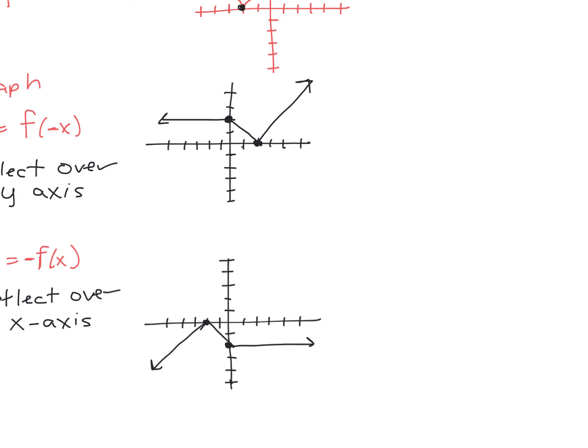So those are our reflections over the x and over the y. I want you to be able to recognize which one's which, and then be able to show that on a particular graph.